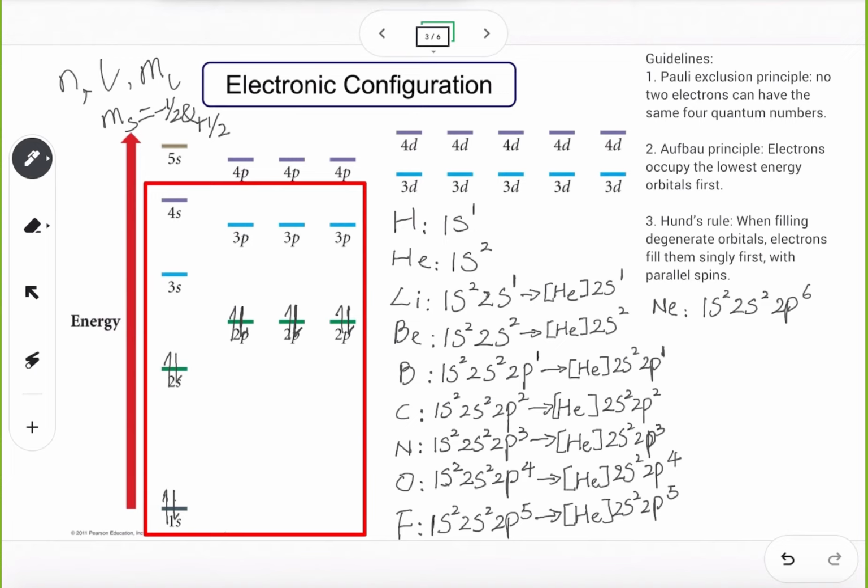Okay, we can also do this for neon, because for neon, you can use helium again to represent the 1s2 electrons. So for neon, it's going to be helium 2s2, 2p6. Okay, so now we have the electronic configurations and noble gas core electronic configurations for the first 10 elements.